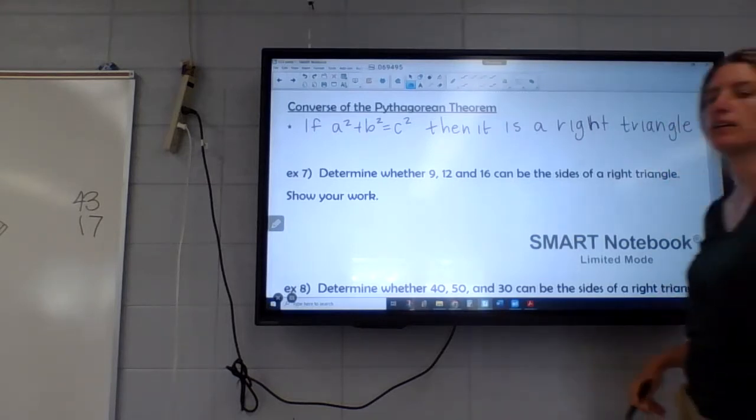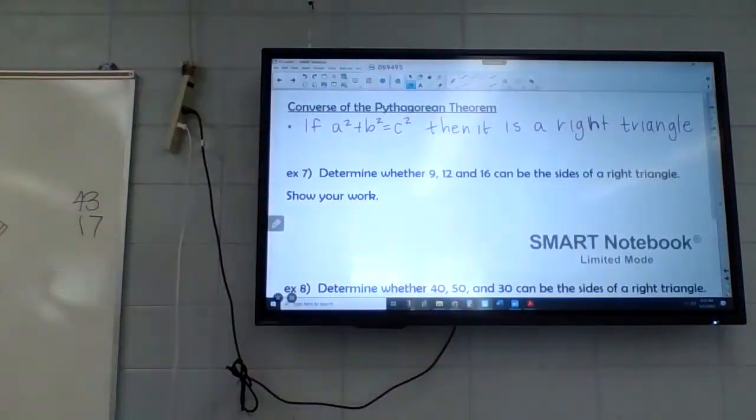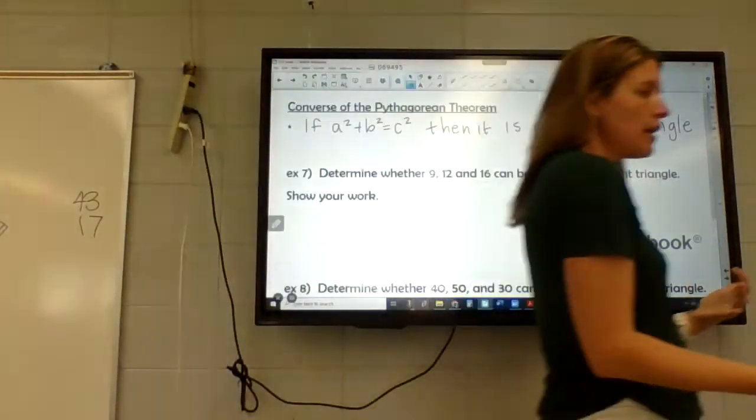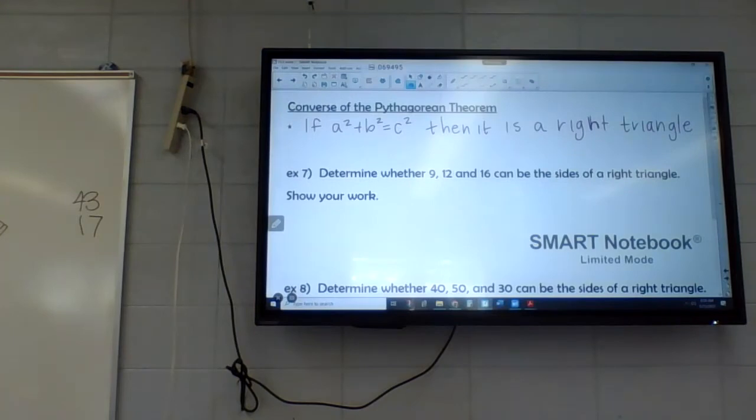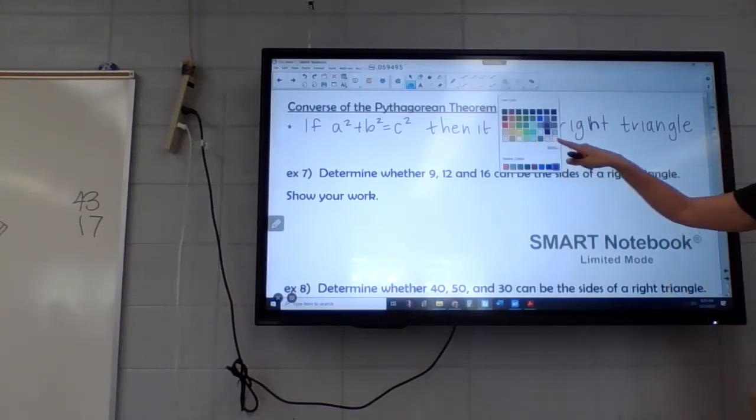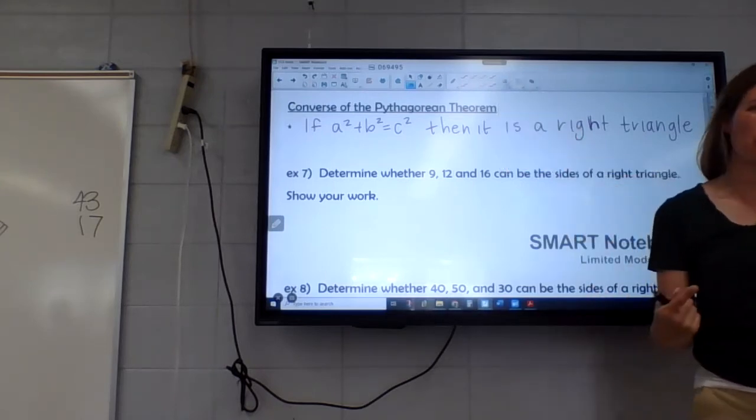So if you just give me like 3 random side lengths, they're not necessarily going to form a right triangle. They have to have this specific property that a squared plus b squared has to equal c squared. So it says determine whether 9, 12, and 16 can be the sides of a right triangle. And if they can, they have to show our work, so you can't just be a good guesser, like 50-50 chance, yes or no. So we're going to show that. Basically we're going to put it in the formula and see if it works.